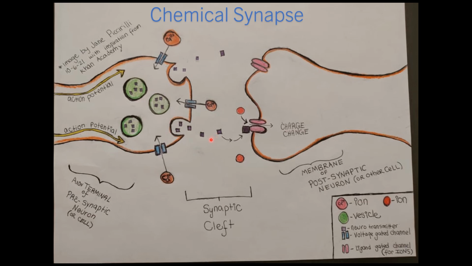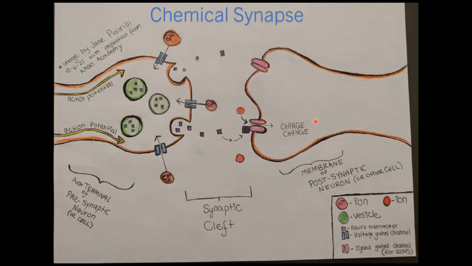The neurotransmitter is able to cross this synaptic cleft and binds to a ligand-gated ion channel, as shown here. The neurotransmitter is bound to the ligand-gated ion channel. This opens the channel, allowing for an influx of ions.